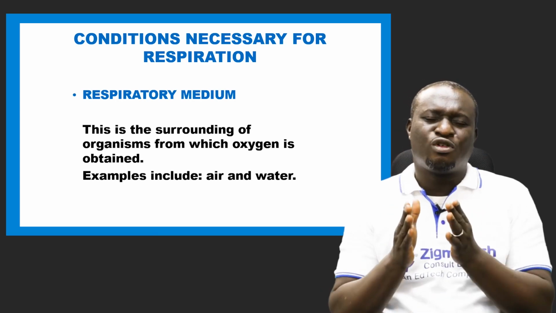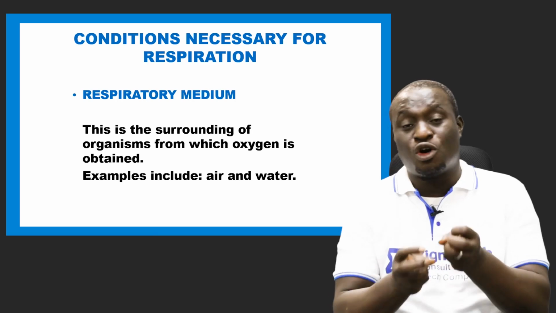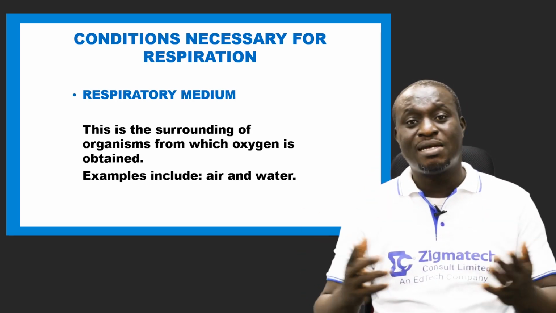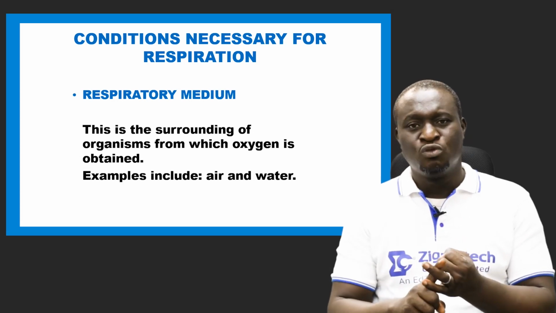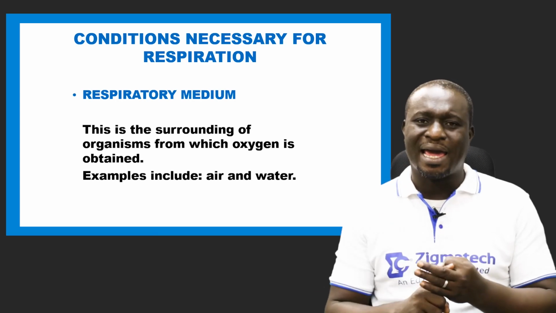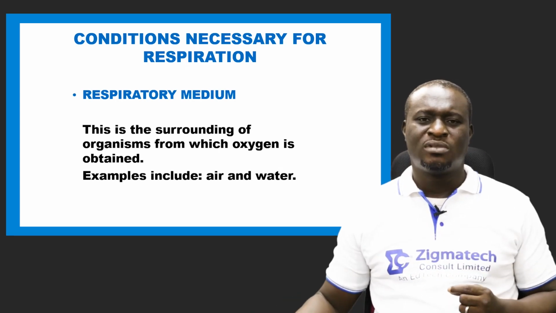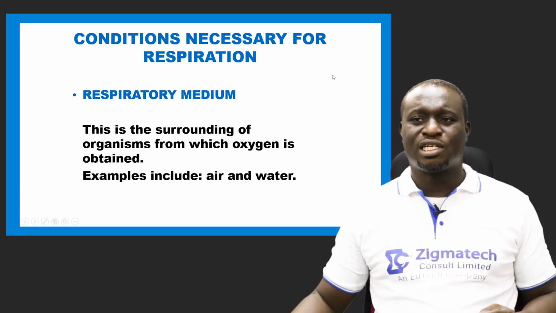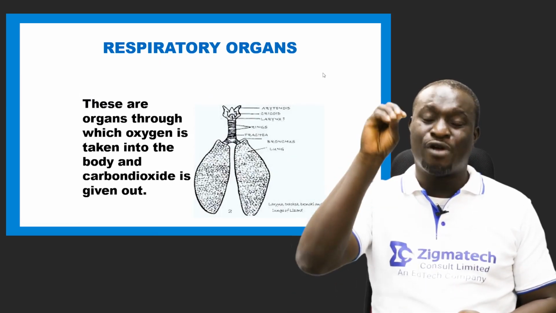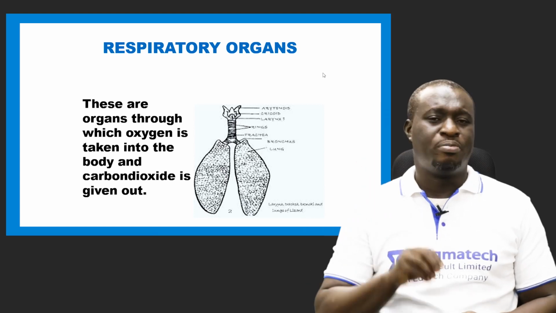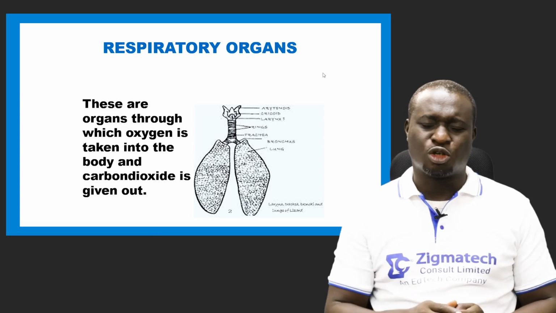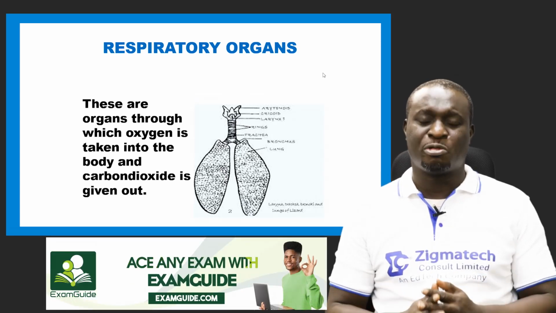If you take a critical look at the surroundings from which living organisms can obtain oxygen, it is simply air and water. So the two main examples of respiratory medium are air and water. The second condition necessary for respiration to take place is that there must be a respiratory organ. We will be talking in detail about respiratory organs much later in this topic.